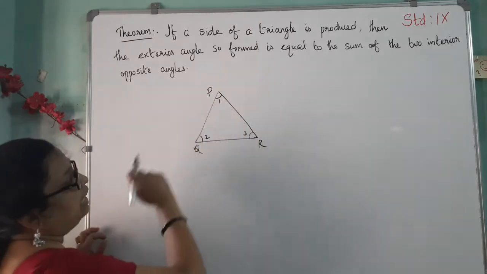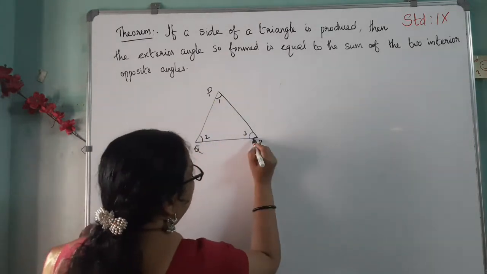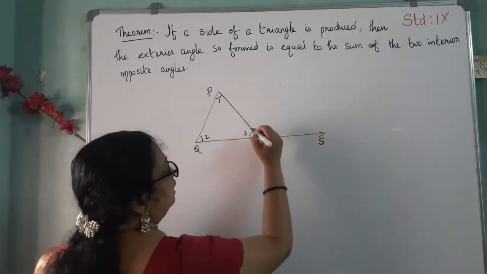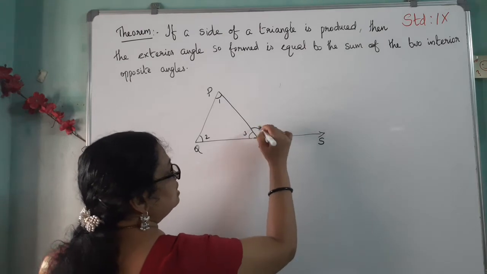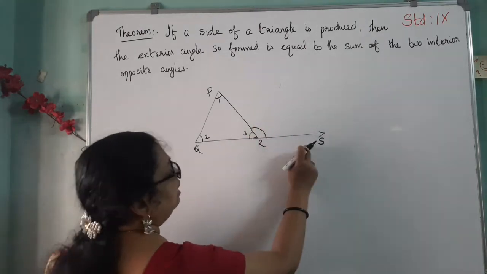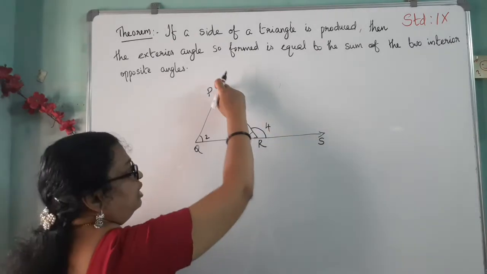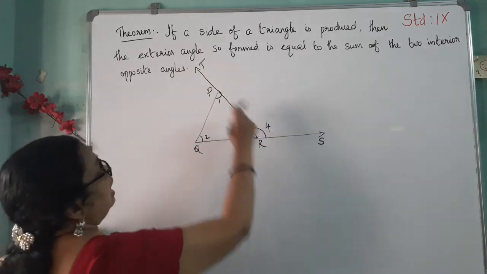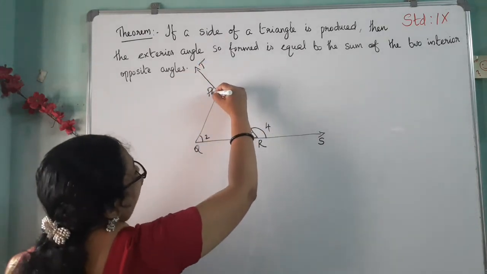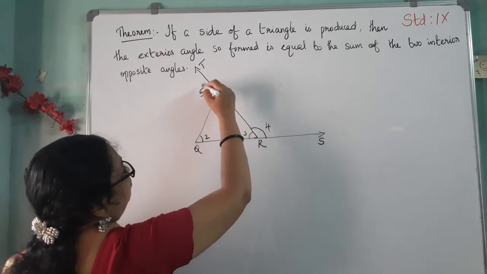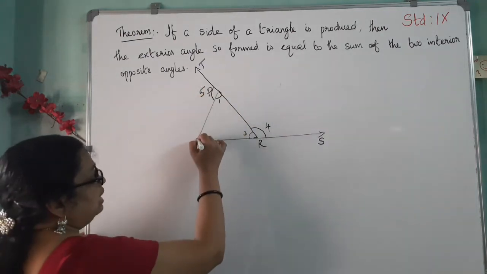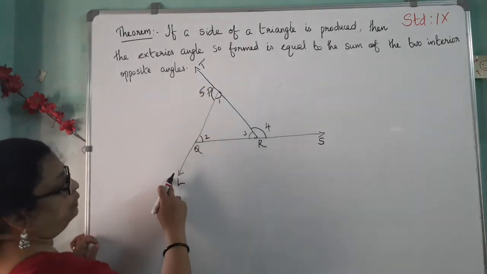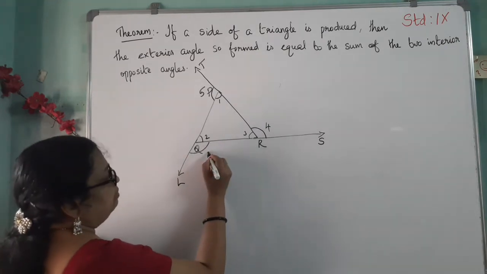Here if a side of a triangle is produced, QR, this side is produced to QS, then here forms an angle that is outside the triangle. So this is called an exterior angle, and let it be 4. When PR is produced to T, that is RT, then here forms an angle, let it be 5. When PQ, this side is produced, that is PQ is produced to PL, here forms an angle, let it be 6.